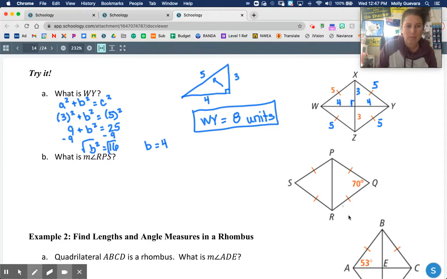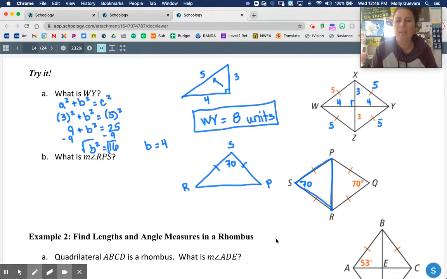All right. Now for B, all I know about this is that obviously it's a rhombus because all 4 sides are the same. I know that Q is 70, which means S is also 70. And then what I kind of see here is an isosceles triangle. I'm going to call this S, this is P, and this is R. So I basically took this triangle and redrew it. I know that this is 70. So what I'm trying to find right here is RPS.